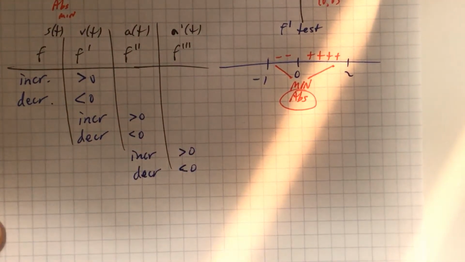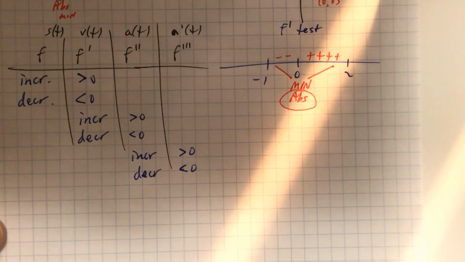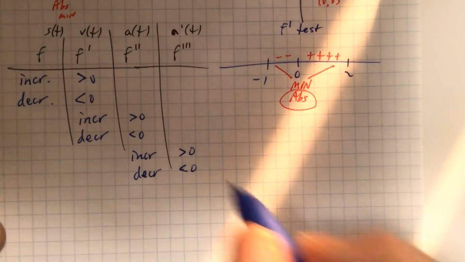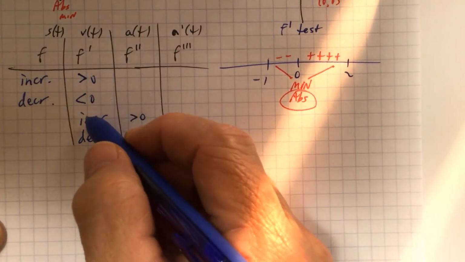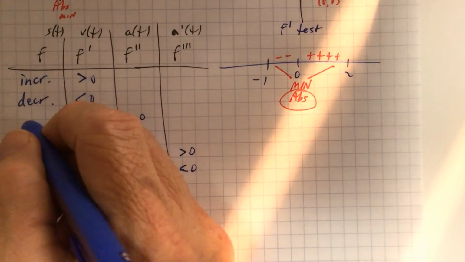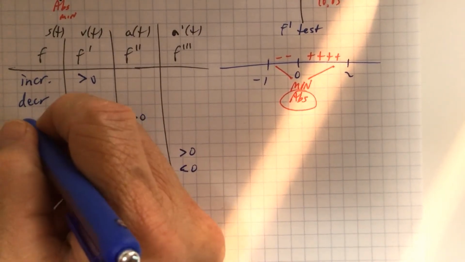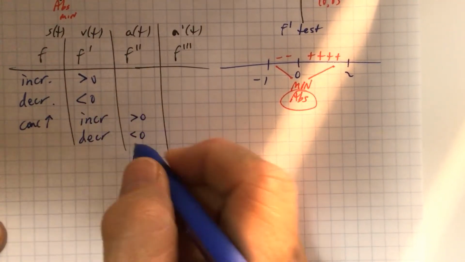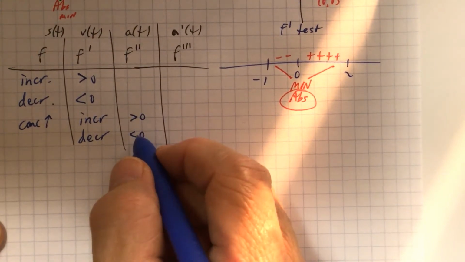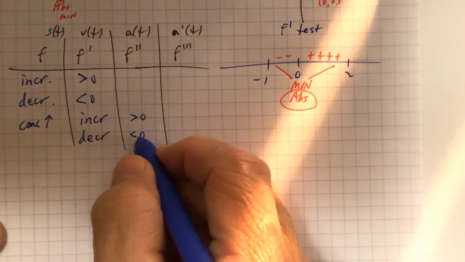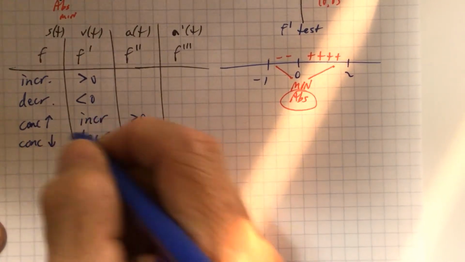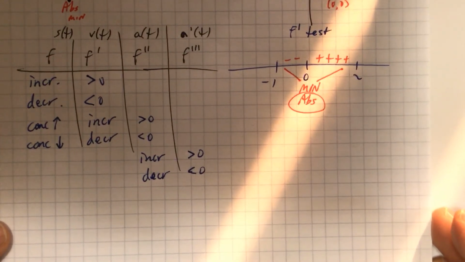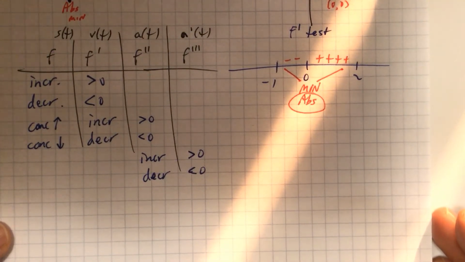And by the way, we didn't talk about this yet, but if f double prime is positive, meaning that the derivative is increasing, that means that the function itself, f, would be concave up, and therefore if f double prime is negative, that means that f prime is decreasing, and that means that f is concave down. So you have to be very careful and be very specific about what functions you're talking about.